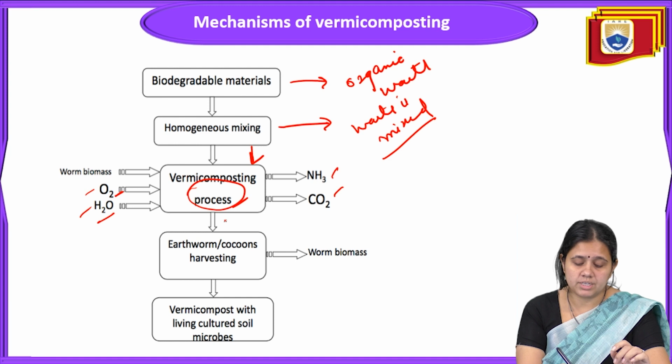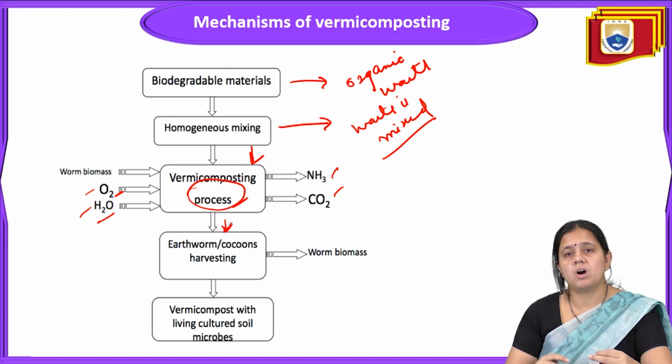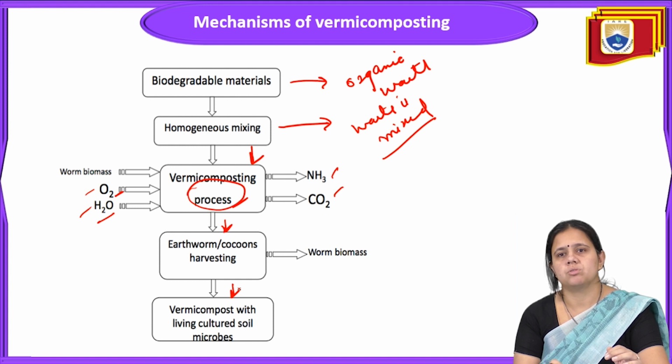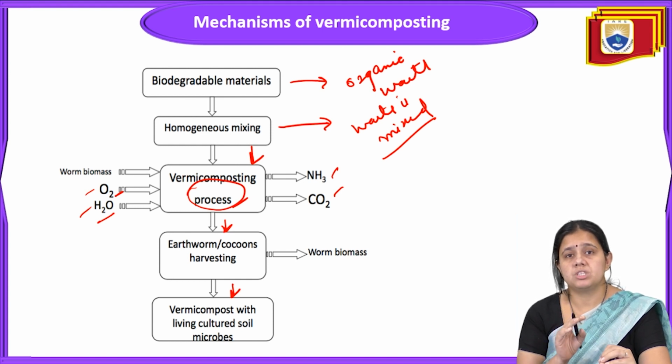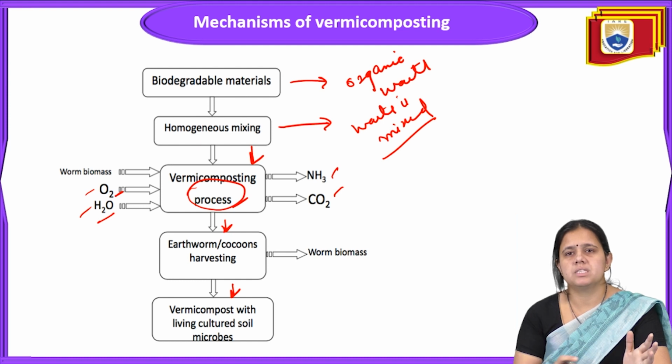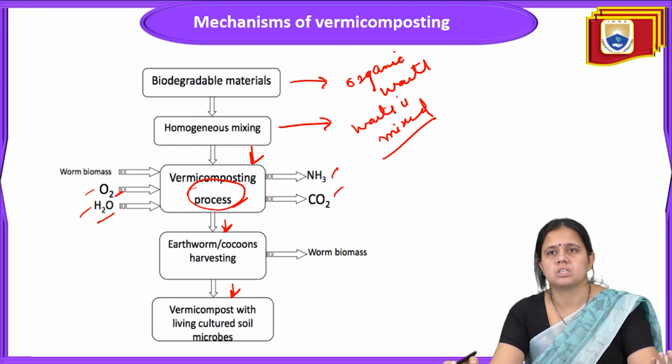Then after that, we are going to harvest this earthworm and cocoons with some worm biomass. And then the next step is the vermicompost with living cultured soil microbes. Some living cultured soil microbes will also be added into the vermicompost. So earthworm cocoon harvesting is there, and after that vermicompost with living cultured soil microbes. So this represents the whole picture of vermicomposting, how the vermicomposting mechanism takes place.